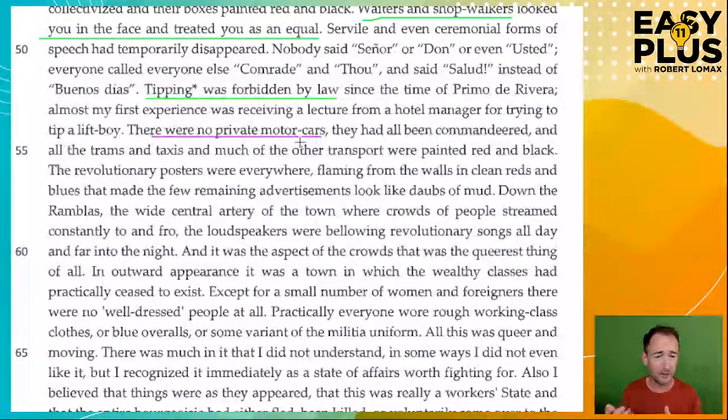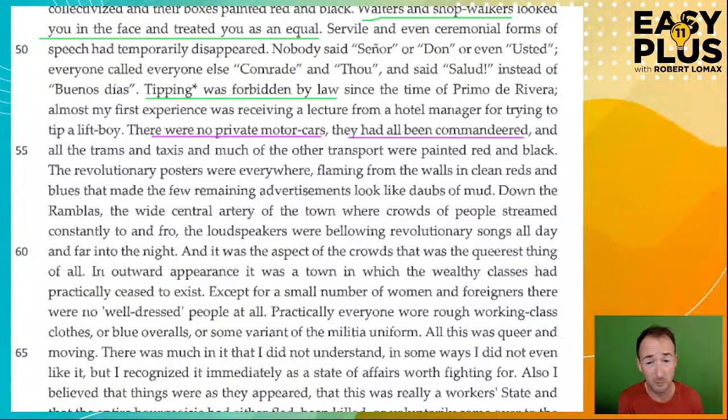Let's read around this before we look at the options. They had all been commandeered, whatever that means, because some words may not be familiar to you when you're looking at the text. That's often the case, especially with a challenging comprehension like this. And all the blah, blah, blah painted red and black, not so relevant. Posters were everywhere, flaming the walls in clean red, blah, blah. Down the Ramblas, the wide central artery of the town, where people went to and fro all the time. The speakers were blaring out, and so on and so forth. I think we've got the key bit about cars.